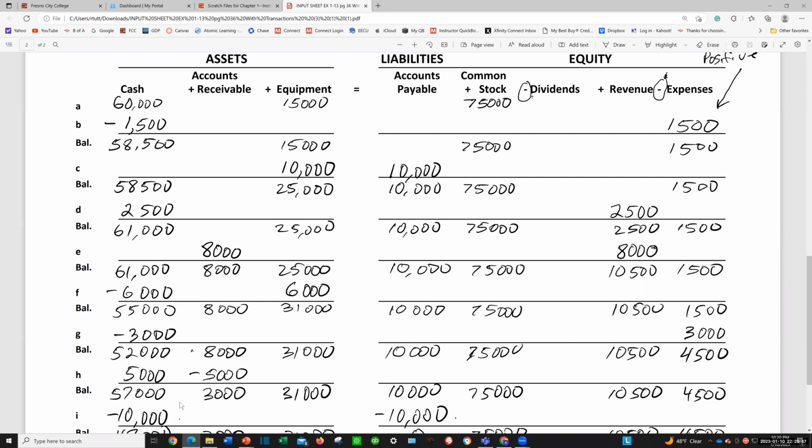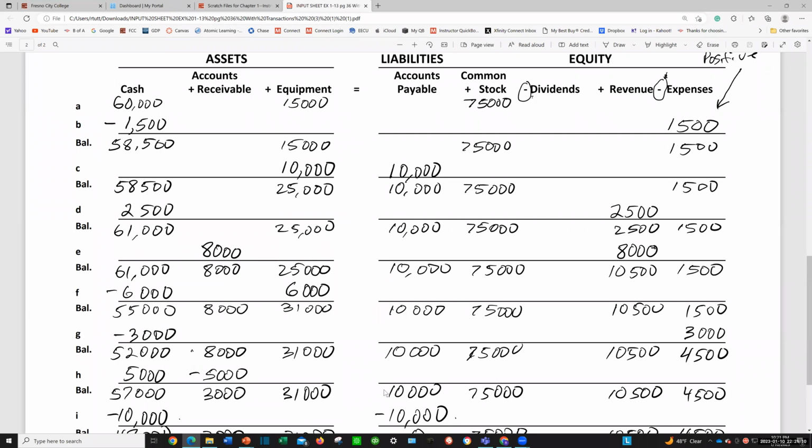Let's go ahead and bring down the balance. 57,000, 3,000, 31,000, 10,000, 75,000, 10,500, 4,500. Okay.